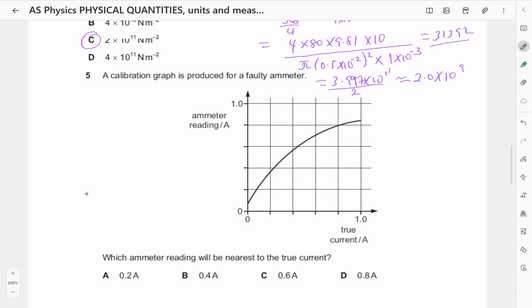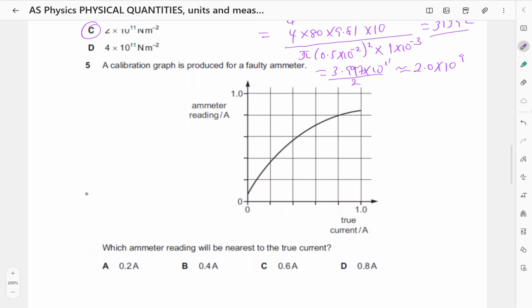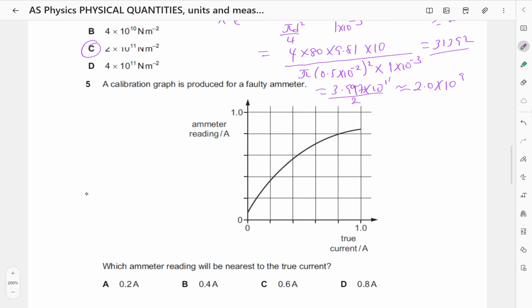Which ammeter reading will be nearest to the true current? Let's check. If the ammeter reading is this one, it is not nearest. If it is this one, it is still not nearest. If the ammeter reading is this one, it is still not nearest. If the ammeter reading is this one, I think this one is nearest to the true value. If the ammeter reading is 0.8, this is also 0.8. So the answer is 0.8.